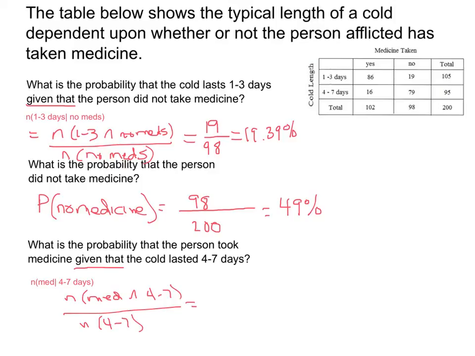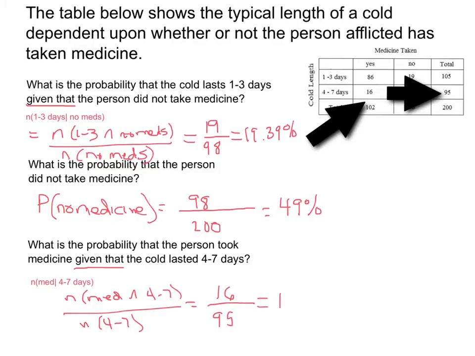So if I take a look at my chart, I can see here that the total number of people who are in the 4 to 7 day range would be here. That's the 95. Okay, so that's my denominator. And the total number of people who are taking medicine, so we're going to look at this column here. That's the total number of people that are taking medicine and are in the 4 to 7 day range. So that is going to be 16 out of 95. And so the answer that we get here is roughly 16.84%. And we're done.